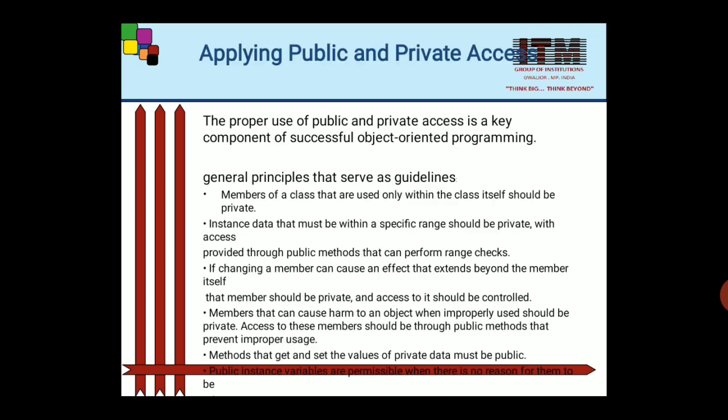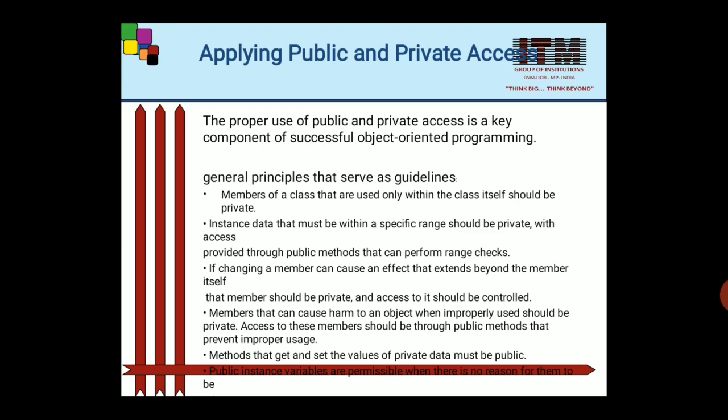So the next one is applying public and private access. The proper use of public and private access is a key component of successful object oriented programming. Although there are no hard and fast rules, here are some general principles that serve as guidelines.